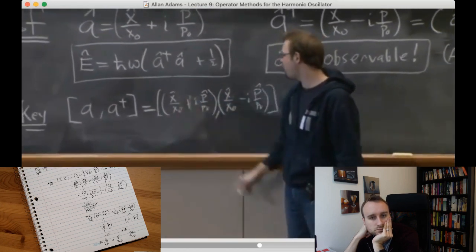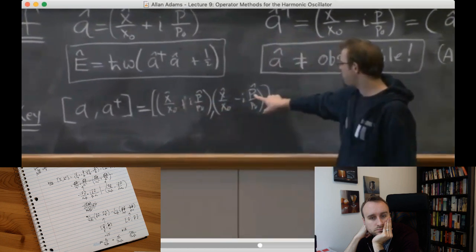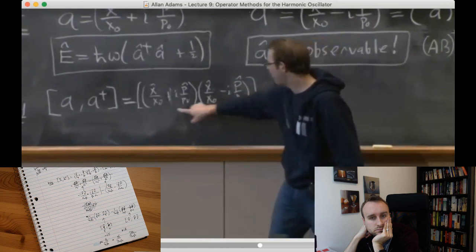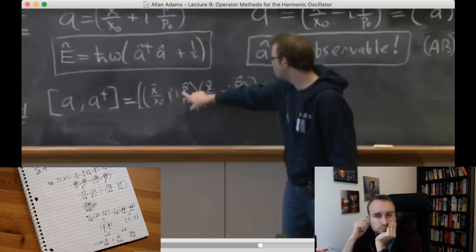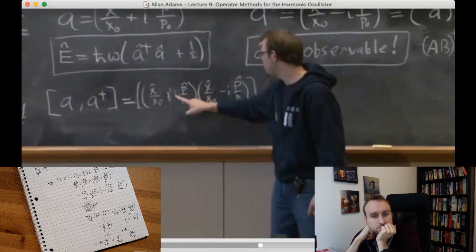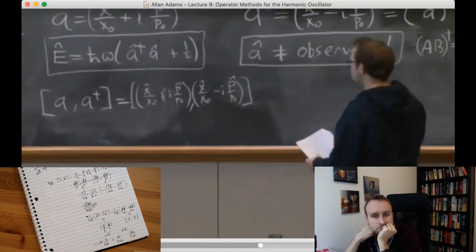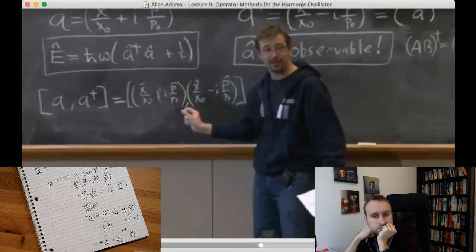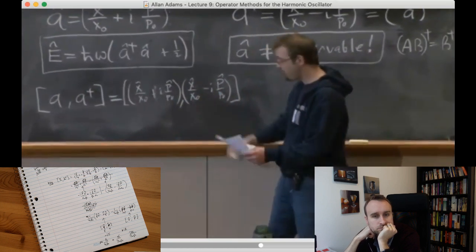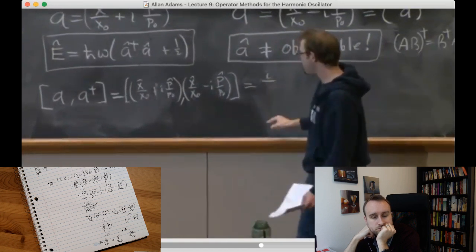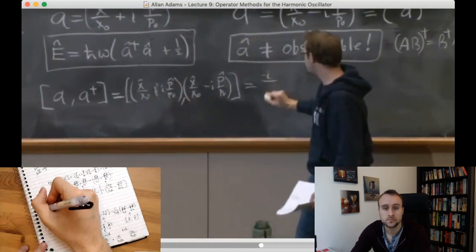So the only terms that matter are the cross terms. We have an x with P, which is going to be minus i times P naught and x naught. And then we have another term, which is P with x, which is i, P naught over x naught. So you change the order and you change the sign. If you change the order of a commutator, you change the sign. So we can put them both in the same order. Let me just write this out. So this is minus i over x naught P naught.